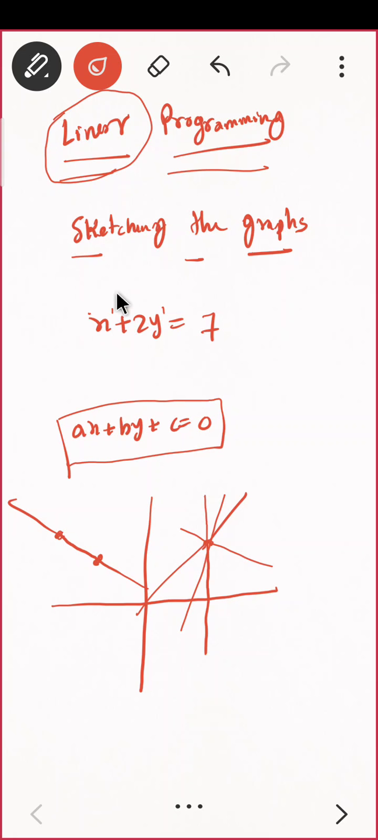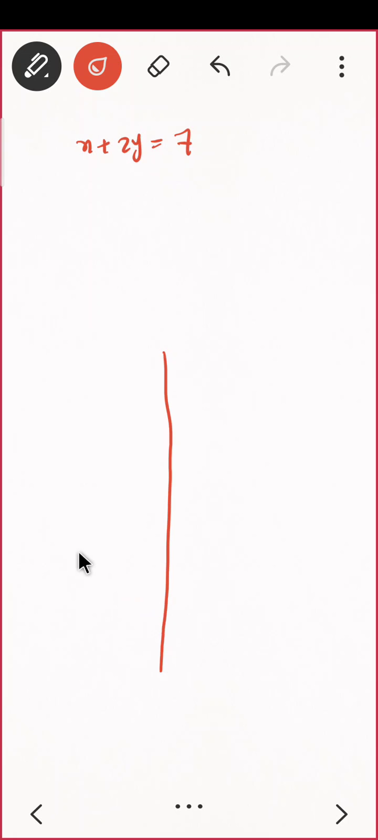So let us see how to draw this equation, x plus 2y equal to 7. I'll write it here: x plus 2y equal to 7. So now I need 2 points which satisfy the equation. Can you give me 2 points here which satisfy the equation? How will you find the 2 points? You should write it as either x equal to 7 minus 2y, or y is equal to something in terms of x. Then put some value of y, get the value of x. Is that okay?